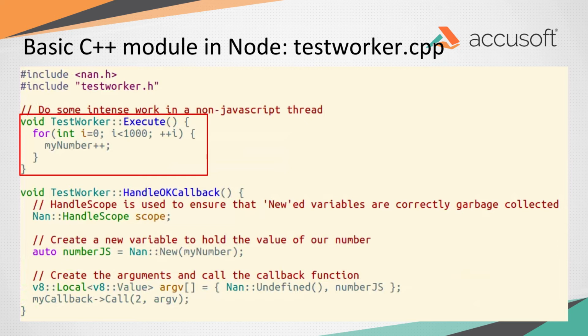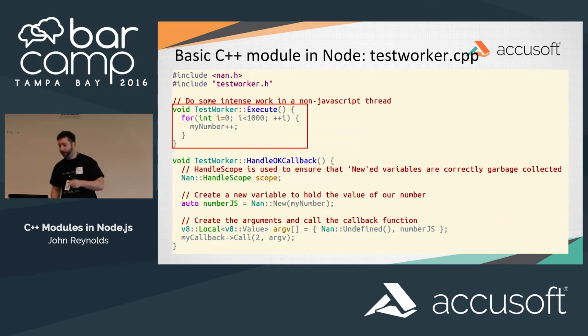In reality, you're probably going to be doing much more interesting things with this. But for our purposes of example, we're just going to increment an internal number 1,000 times. Now, one thing to note is this execute function is actually done in a thread that does not have access to any JavaScript objects. It doesn't have access to any of that memory system. I'm going to go over that in a couple slides, but it's very important to note that.